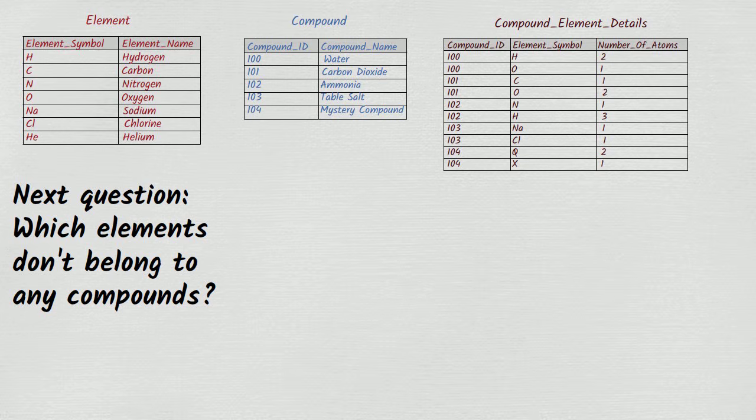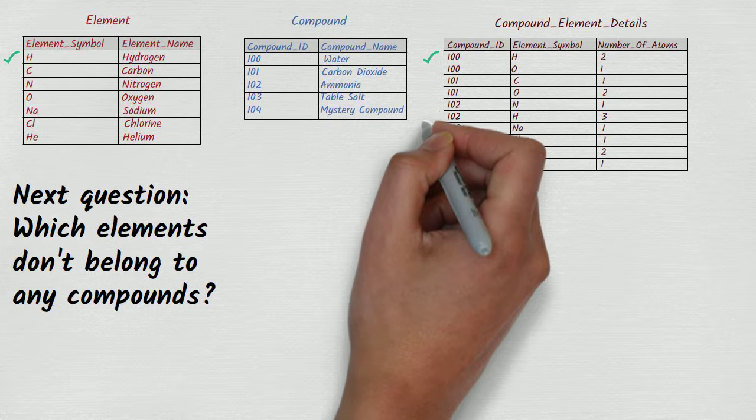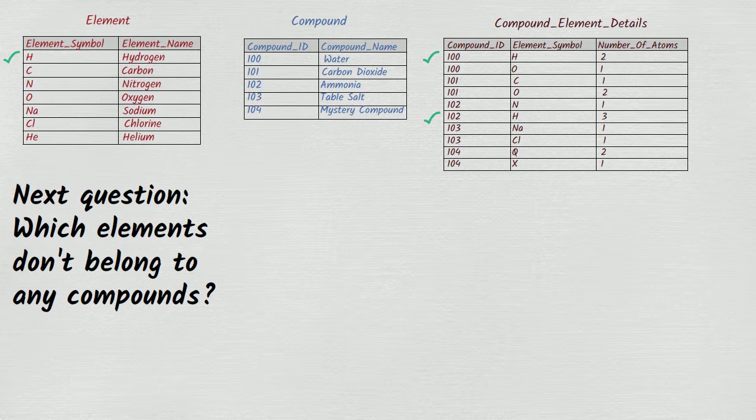Specifically, for every row in the element table, we're going to look at that row's element symbol, and we're going to try to find all the compound element details table rows that have that same element symbol. If, for example, the row that we're looking at in the element table has element symbol H, then we're going to try to find every compound element details row that also has element symbol H. When we find a match, we're going to glue the element row to its corresponding compound element details row, and include this glued together row in our join results.